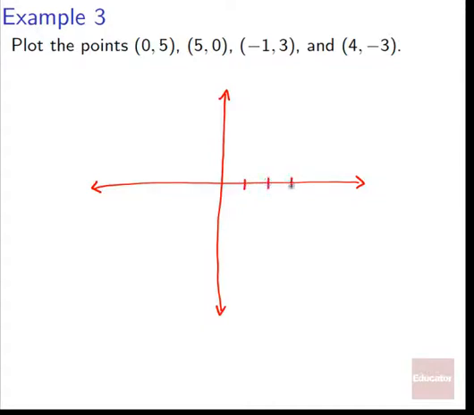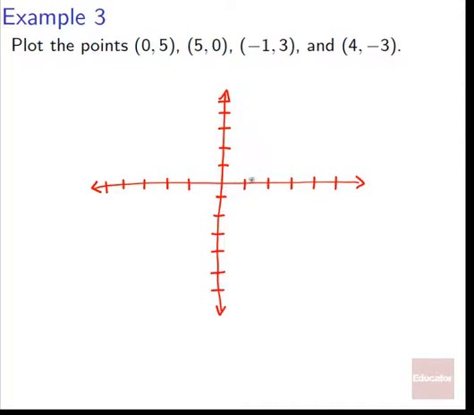1, 2, 3, 4, 5, -1, -2, -3, -4, -5, 1, 2, 3, 4, 5, -1, -2, -3, -4, -5, -6. So we've got a scale going with it now. My scale's not perfect, but it's pretty good, right? I'm not absolutely perfect in my drawing on this thing, but it's not a terrible scale. It's good enough for us to get a good idea of where these would show up.